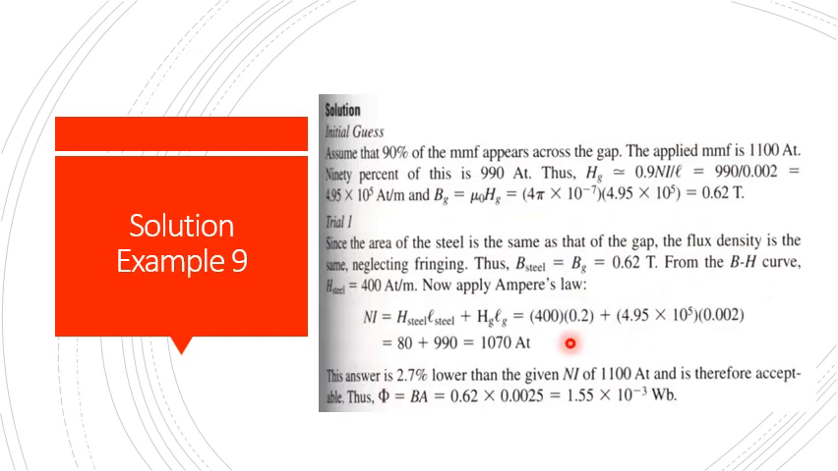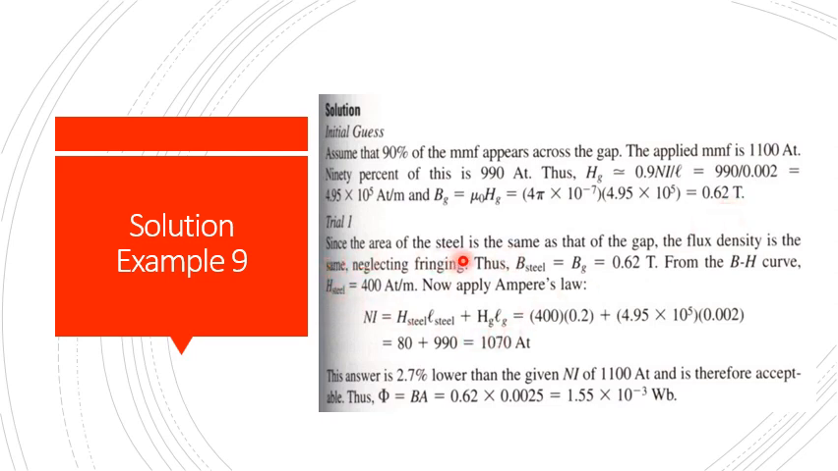So what I have to do is, initially, we have to guess. Assume 90% of the MMF appears across the gap. When we apply MMF of 1100 ampere turns, 90% is 990 ampere turns. Hence Hg equals 0.9 Ni over L, equal to 4.95 times 10 power of 5 ampere turns per meter. From here we can calculate B, which is 0.62 T. So that is the first trial.